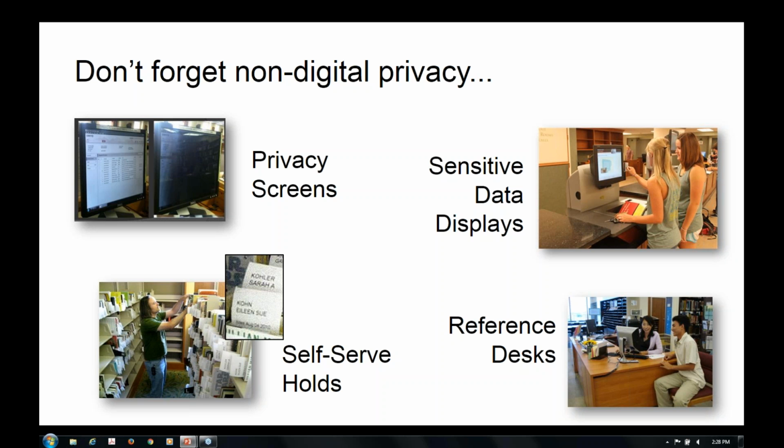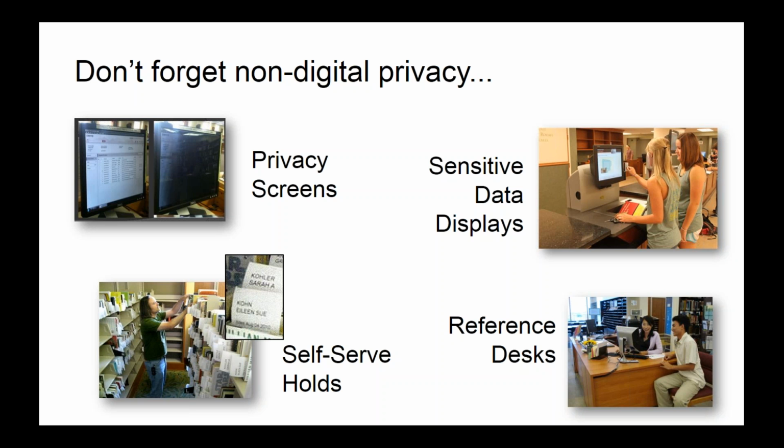We also have to think about self-serve hold systems that display full names on the books. This is just a bad thing to do, and it's not hard to configure an ILS to anonymize a person's name and share that with the user so they can pick up the book without disclosing what a person is reading. And finally, reference desks: thoughtful arrangement so that when a person asks a question, they're not sharing it with the entire library. That generally wraps up our thoughts on non-digital privacy today.